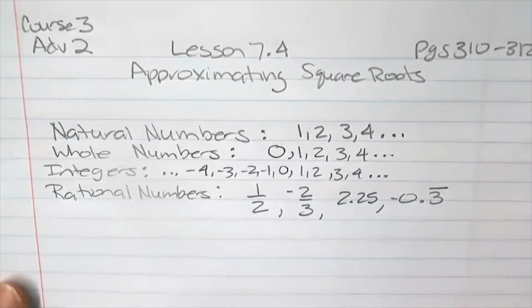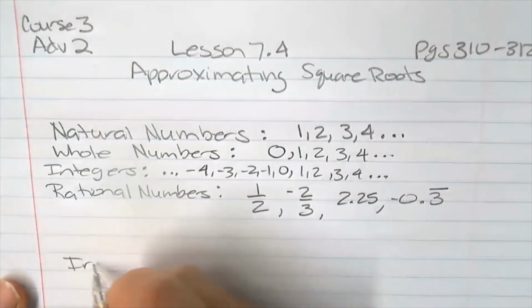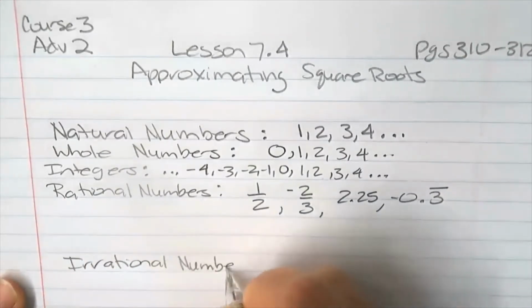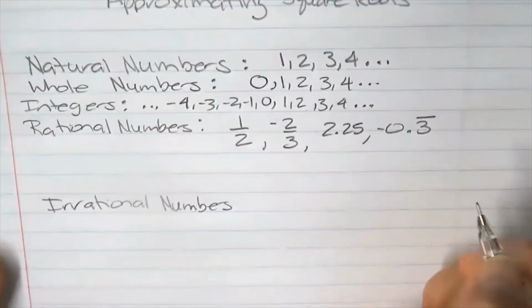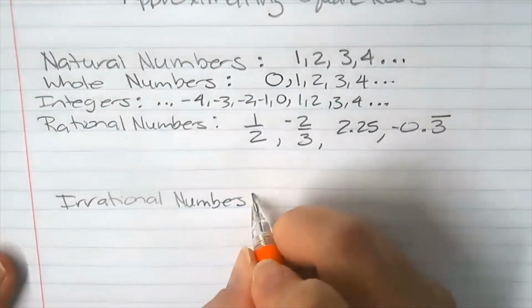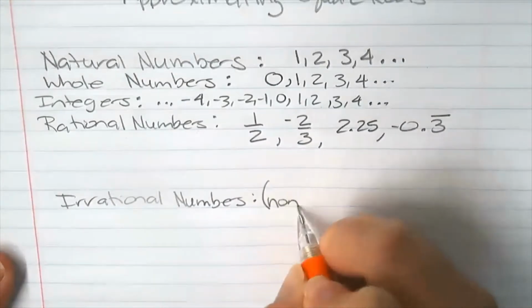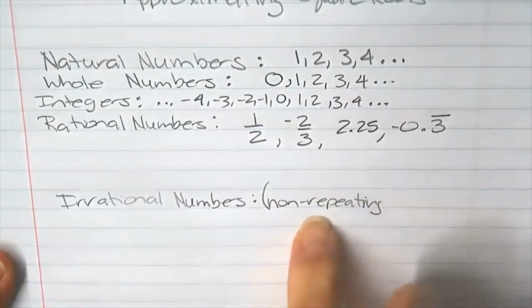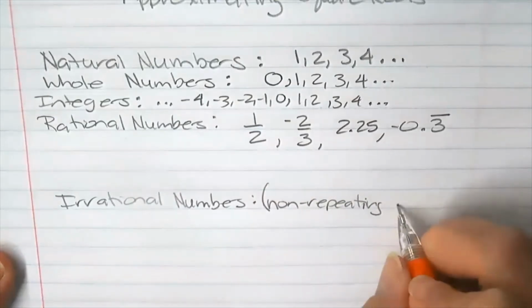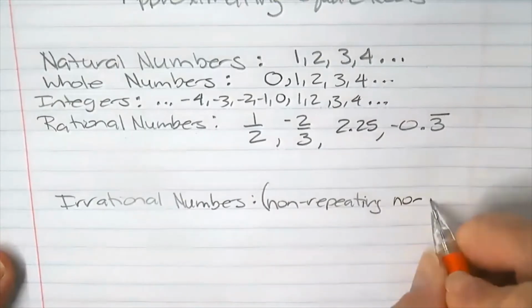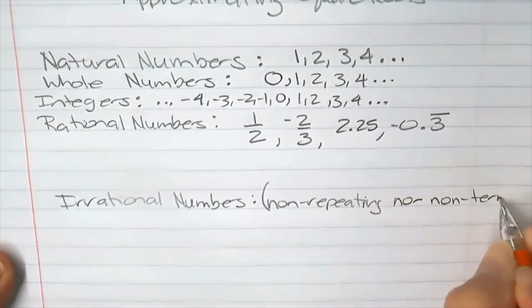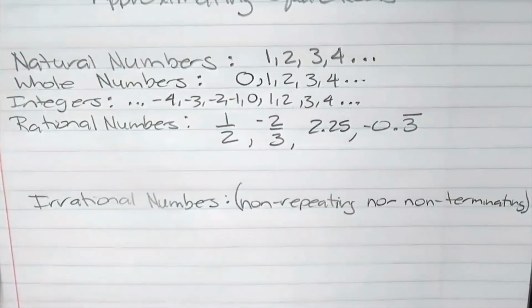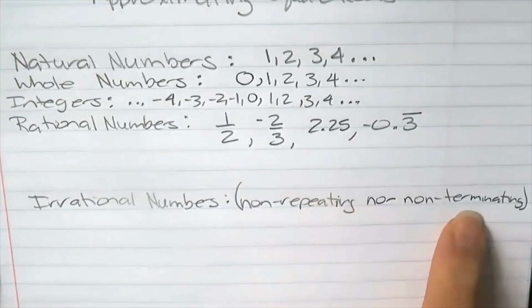Okay, and then we've got this other group called irrational numbers. Irrational numbers are non-repeating. They have non-repeating decimals, nor non-terminating. So irrationals are non-repeating nor non-terminating.